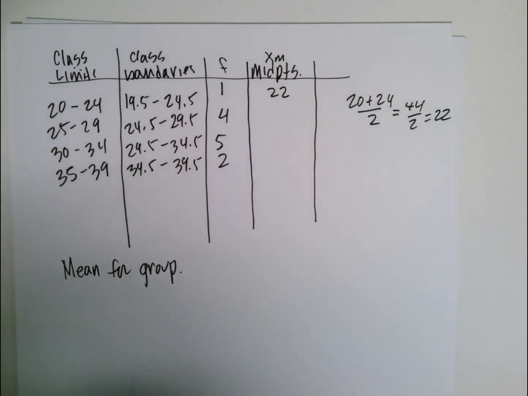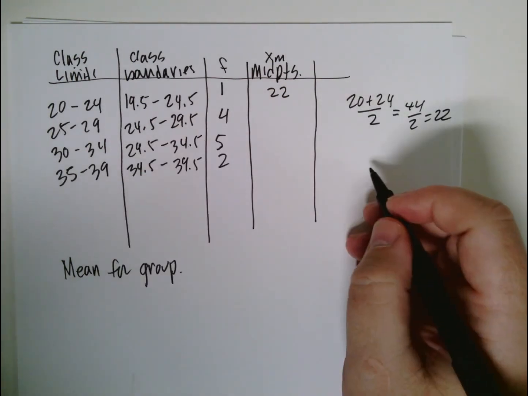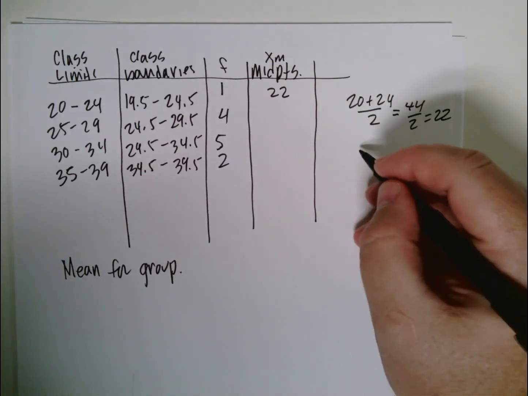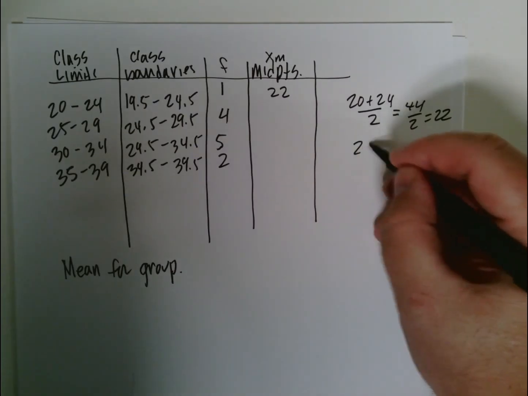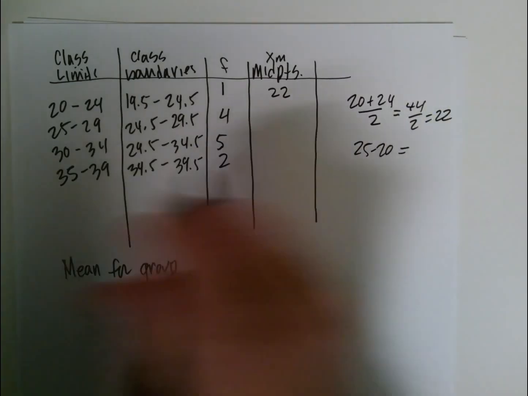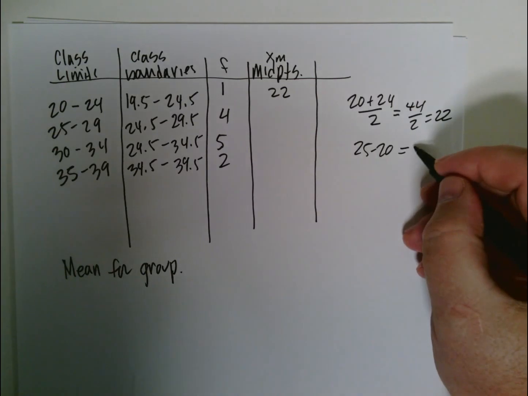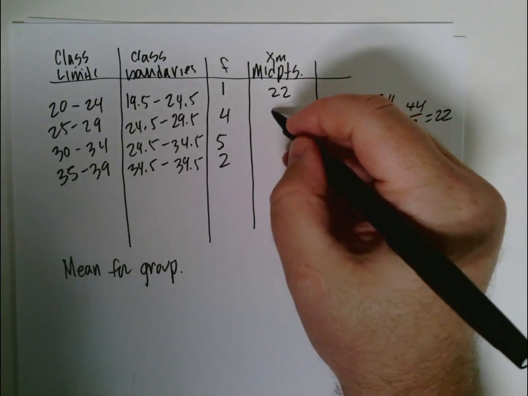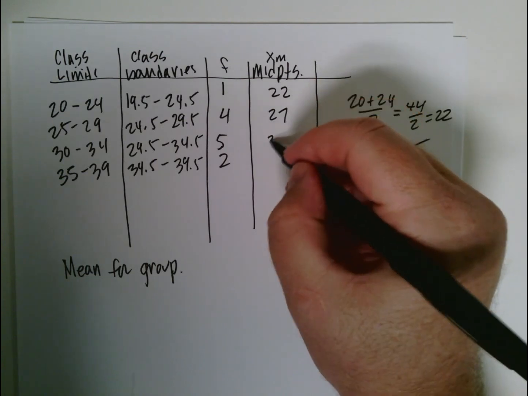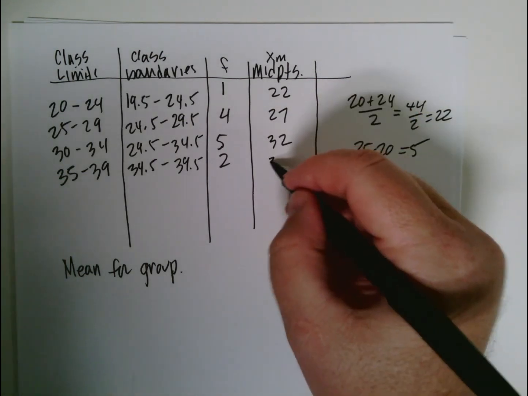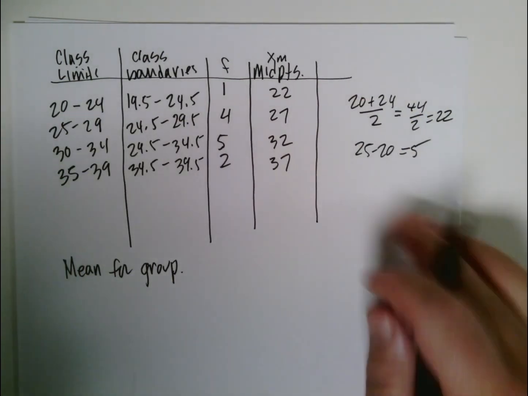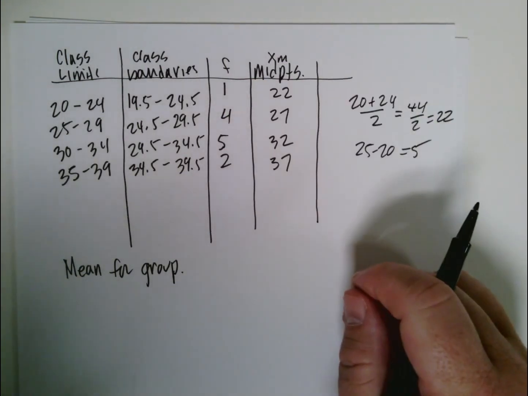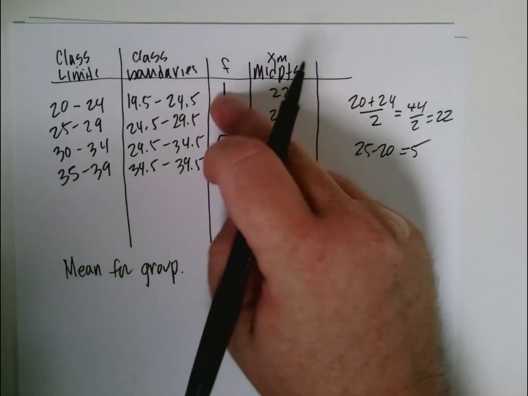We could do this for each one, or we could figure out what the class width is, which would be 25 minus 20. Take the last two consecutive lowers. That's the easiest way I like to do it. And just find that's 5. Then add it and you get 27, 32, 37, and we have our midpoints. Now this represents each one of these data points.